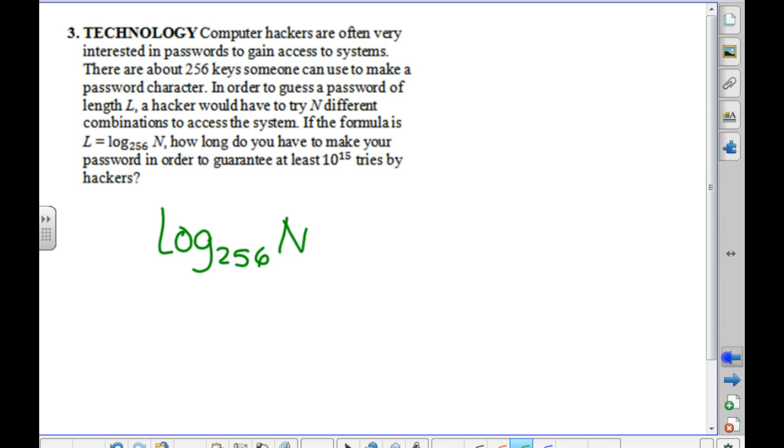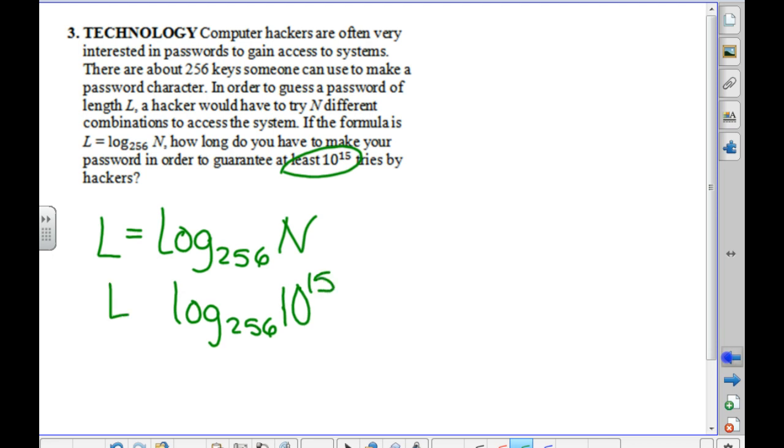This N is the number of guesses, right? Number of combinations to get your password. So this L is the length of your password. So if you wanted to make sure they had to do at least 10 to the 15th guesses, where would we put 10 to the 15th? Then we would figure out how long our password needed to be.